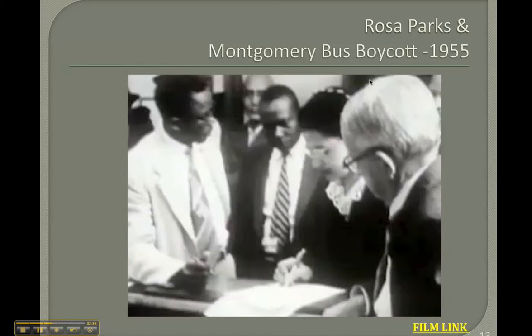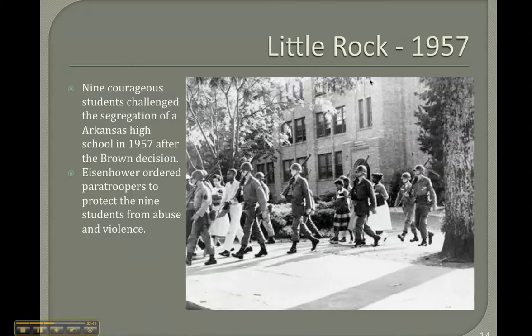Here is just a film clip. Of course, you can find this online. This is a film clip showing the Montgomery bus boycott and the role of Rosa Parks in it. Here we see the paratroopers escorting these black students in Little Rock, Arkansas in 1957.